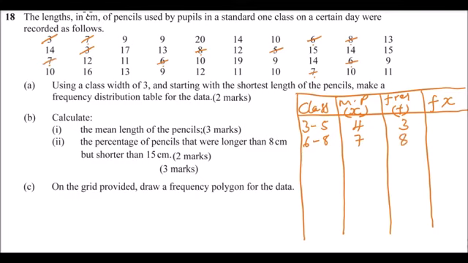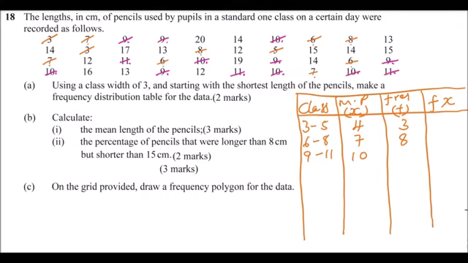Then our next class is from 9 to 11. The midpoint is 10. Then we check the number of data that are in between 9 and 11. So we have 1, 2, 3, then 4, 5, 6, 7, 8, 9, 10, 11, 12, 13. So they are 13.